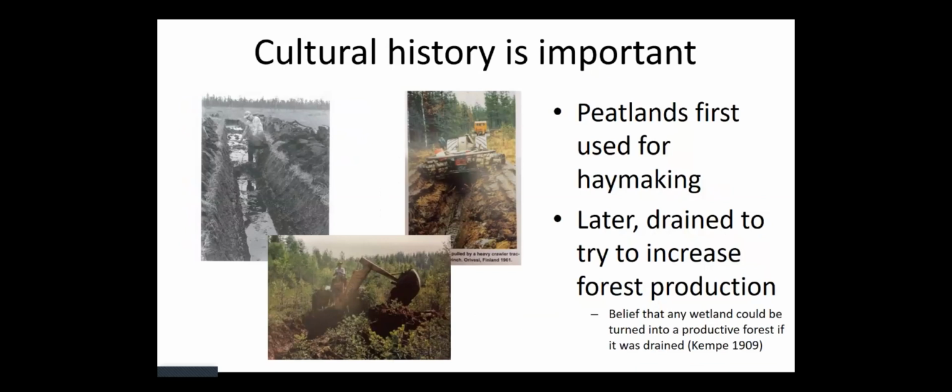Later, increasing international demand for sawed wood and square timber pushed the logging frontier inland and northward on the Scandinavian peninsula, where some of the same mires that were once flooded to increase hay production were now drained to increase forest production. This, combined with the belief that any wetland could be turned into a productive forest if it was drained, led to widespread digging of forest ditches.